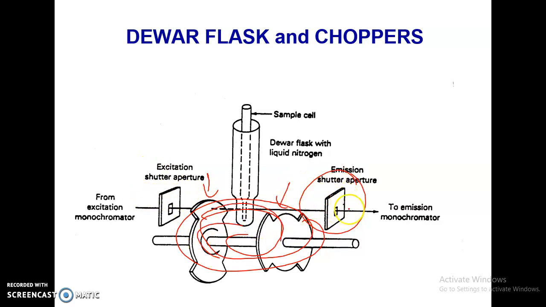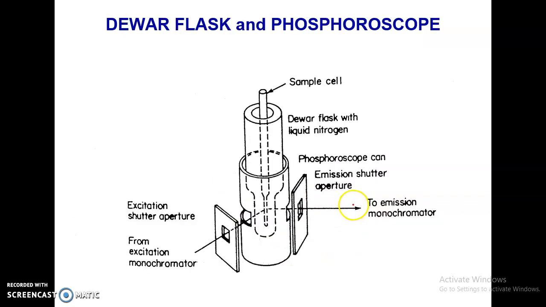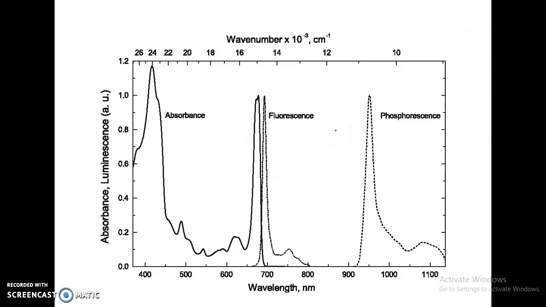This is not to show the filter, because the monochromator you still have to put perpendicular to the excitation, at least 90 degrees. No, sorry, it must be 90 degrees, not more or less than that. See, the sample cell over here is in a flask of liquid nitrogen to maintain the phosphorescence radiation.